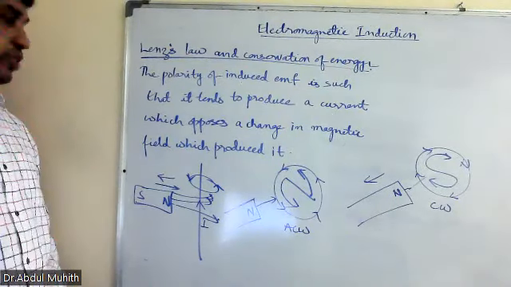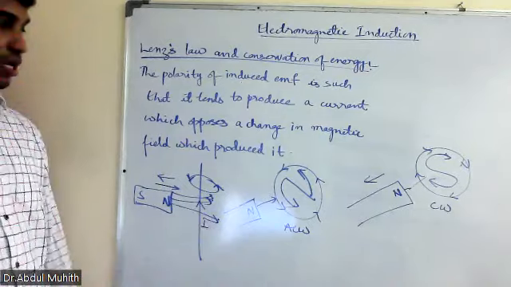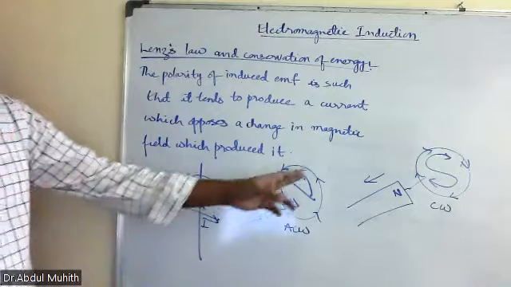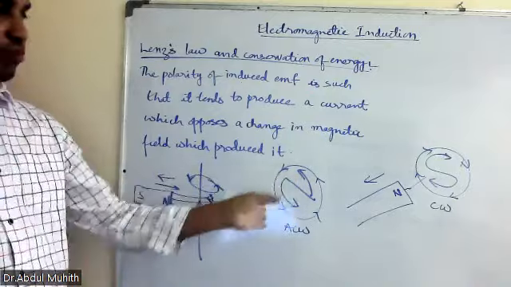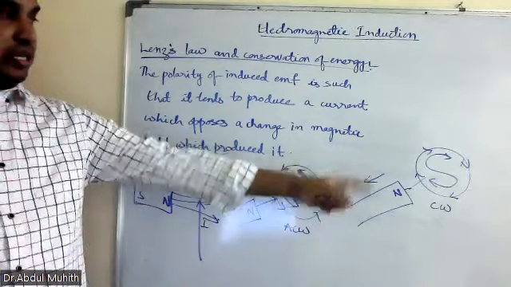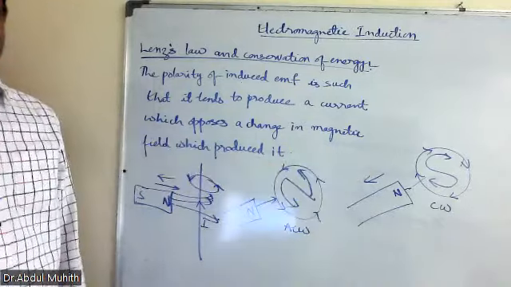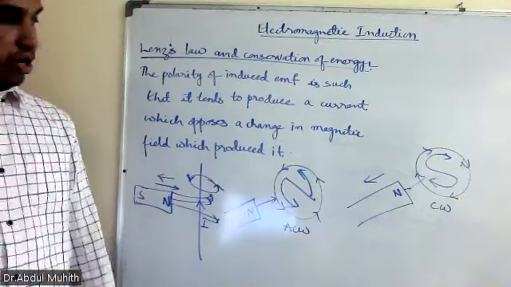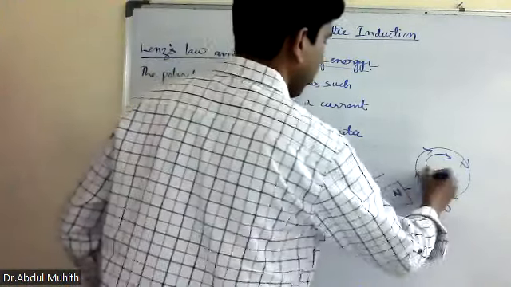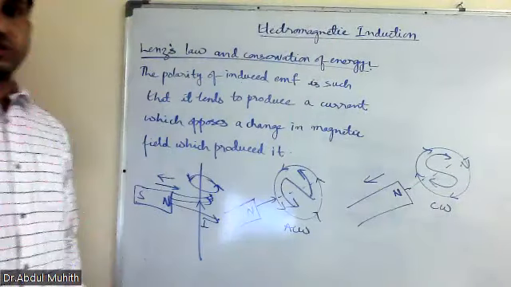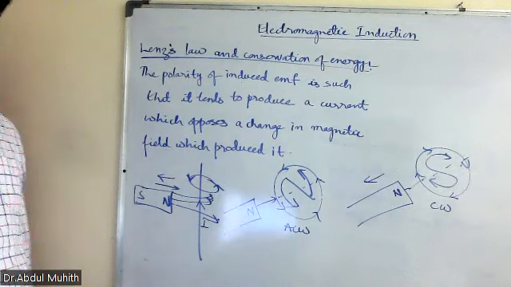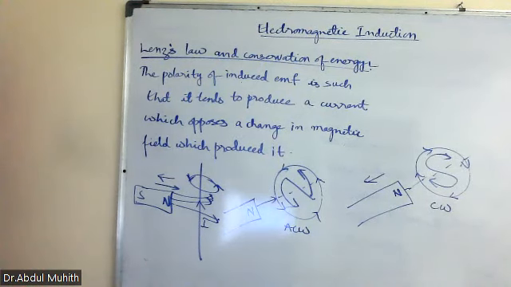Okay, when the magnet is made to move towards the coil, then current will flow anti-clockwise and a north pole is formed. And when the north pole of the magnet is made to move away from the coil, then a south pole is formed and the induced current will flow in the clockwise direction. Clear? So this is how Lenz has explained.